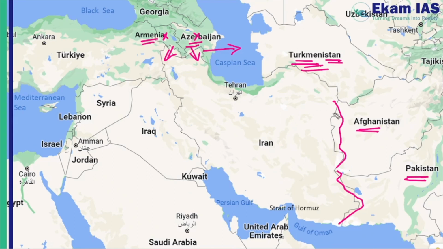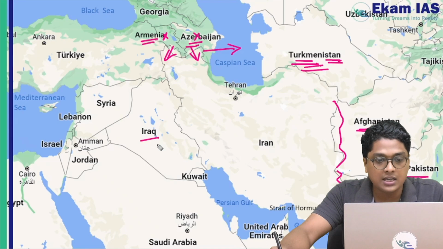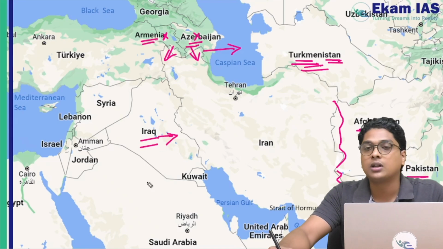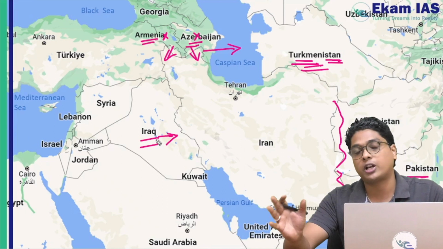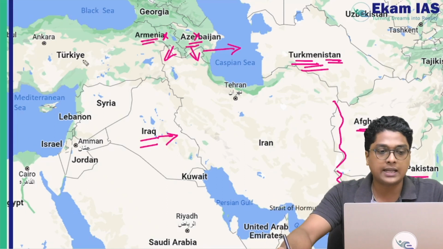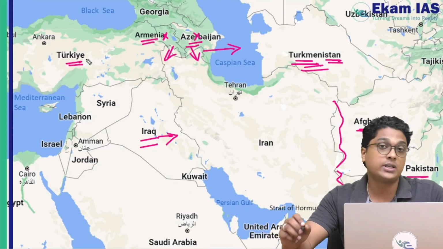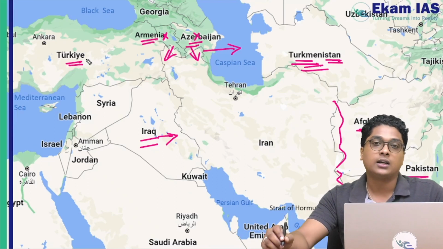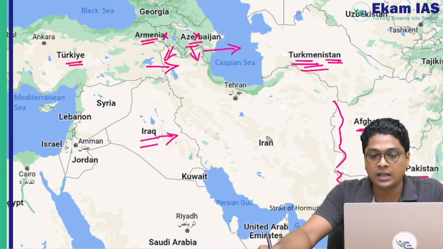Then when we go towards the western side, here we can see Iraq is sharing a border with Iran. Now another region which is frequently in the news, and UPSC has already asked a question regarding this region, is Turkey. So Turkey is also sharing a border with Iran.